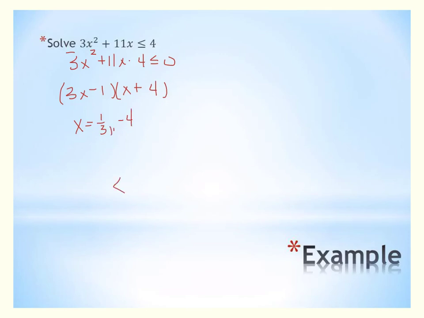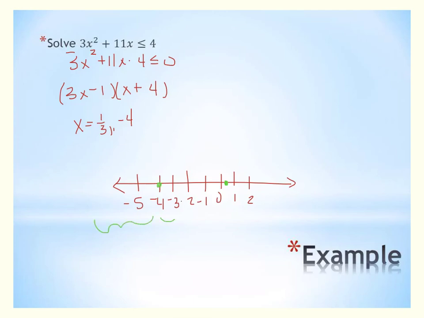And so when you plot those, okay, we're going to plot those, positive 1/3 and negative 4, and so you have again your 3 regions: 1 region, 2 regions, 3 regions. And we have to check a point out of each region. So let's just check -5. We're checking them in our original, just in case we messed up someplace.